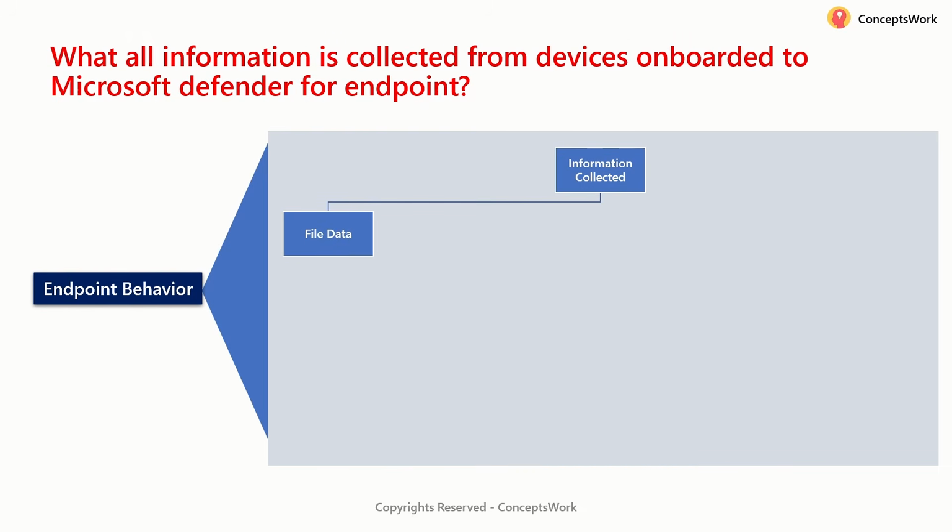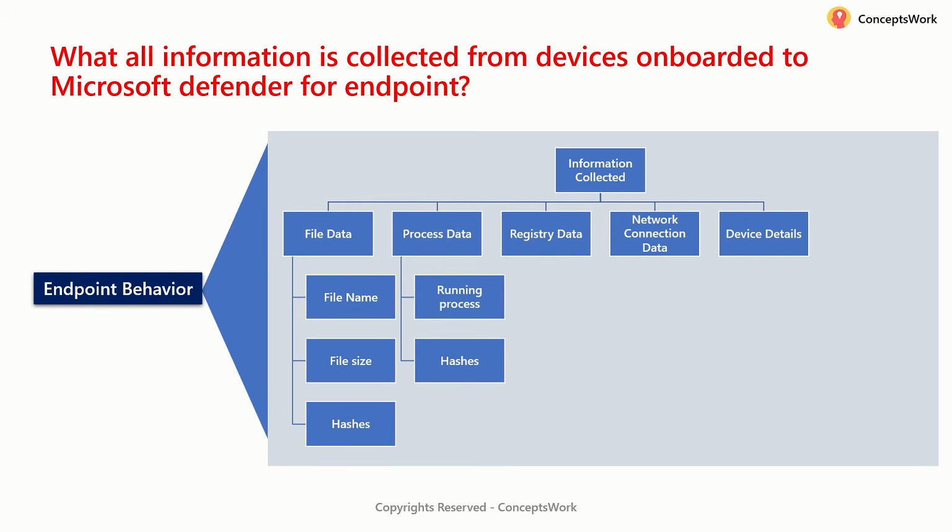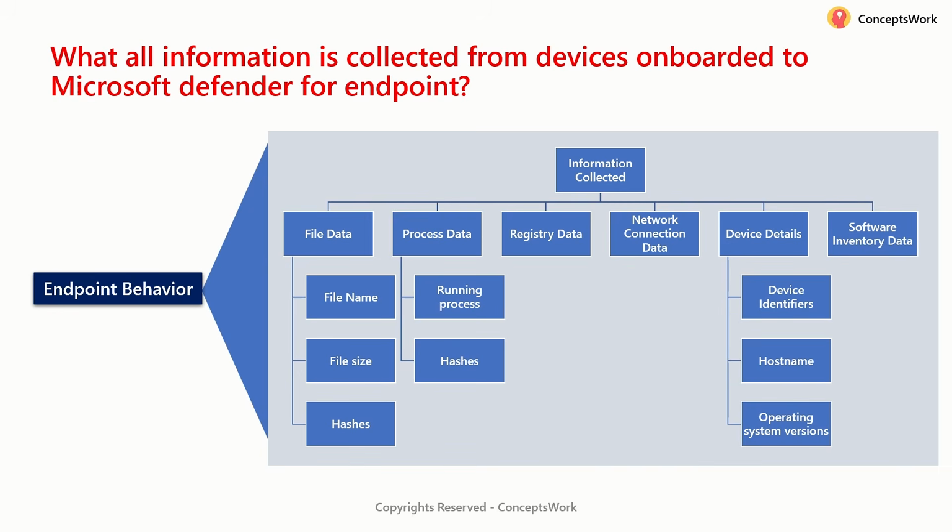Now there are n number of different information which is fundamentally captured, and what I'm showing you right now is the set of information which is publicly available through Microsoft documentation. If I talk about the very first category, it's basically the file metadata, everything about file name, size, hashes. Similarly for processes which are running, process hashes, then registry data, network connection data, device details, and software inventory data.